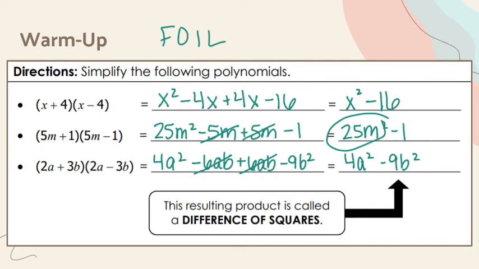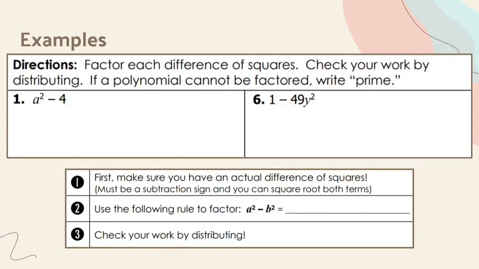The square root of 25m squared is 5m, which is for both of the first terms. The square root of 1 is just 1, which is both of these terms. And then we have 1 plus and 1 minus so that our middle terms will disappear. And the same is true for the third example. So let's begin looking at examples. First, I want you to go to the part of your paper that shows the steps. And the rule that we're going to use is that a squared minus b squared equals a plus b times a minus b.